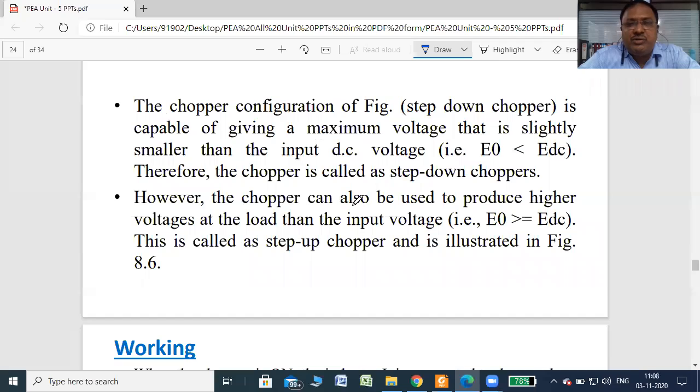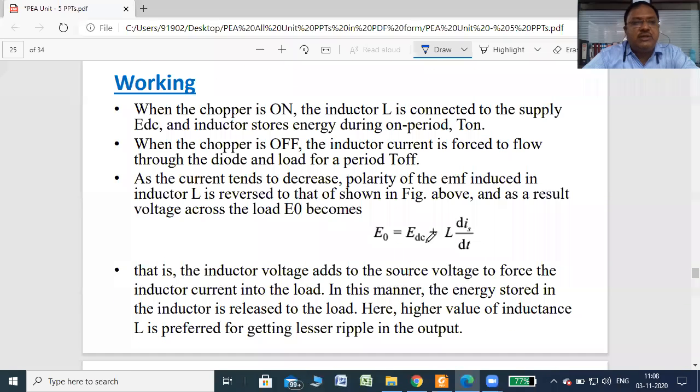See the chopper configuration. A step down chopper is capable of giving a maximum voltage that is slightly smaller than the input DC voltage, so E0 is less than EDC. However, the chopper can also be used to produce a voltage higher than the input voltage, that is, E0 is greater than or equal to EDC.